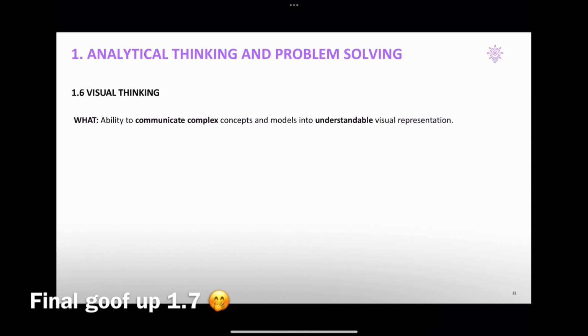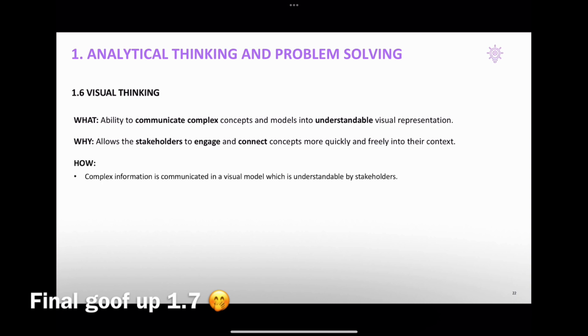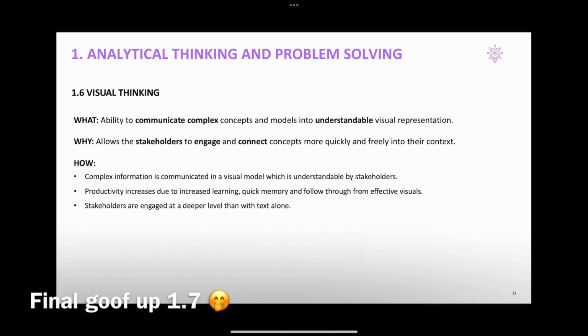Why would you do this? Because it helps to keep the stakeholders engaged and connected. It could help them absorb things better. How do you go about it? Well, complex information can be put into a visual model which can be understood by stakeholders. We could help increase productivity with all of this because it's going to be faster absorption and quick retention as well. The stakeholders are going to be engaged at a deeper level and not just with text. So we're talking about graphics, presentations, and different modes of rendering similar information. Also, critical information will not get missed, which typically, when we put in big paragraphs, is lost in translation.